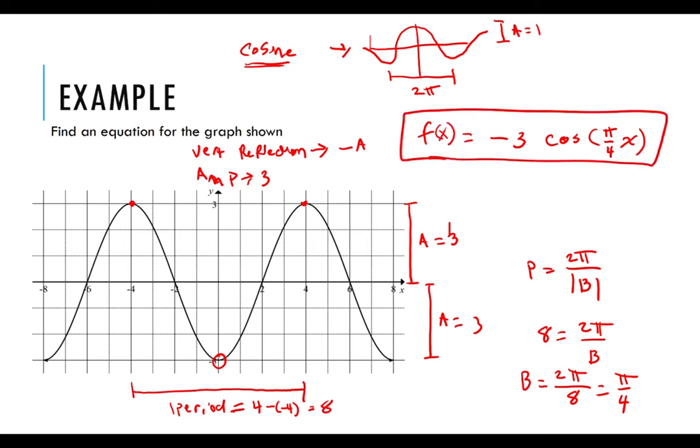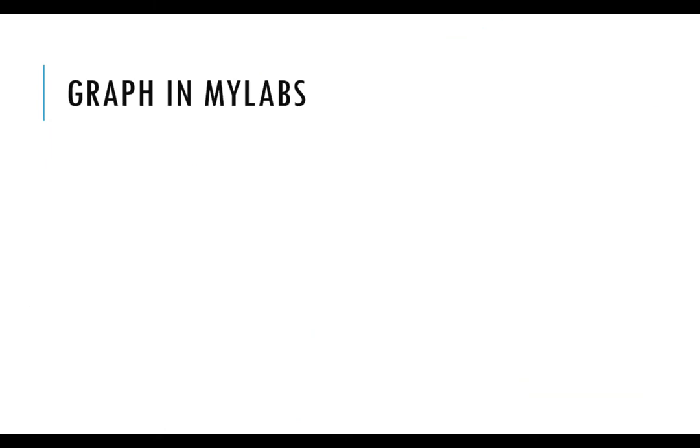This takes care of my vertical reflection, reflecting across the x-axis. My amplitude adjustment, which made it taller, and the amplitude is 3. And then my period adjustment, which gave my period to be 8, but the way we do that is with a value of b being pi fourths. Now, because you're going to have to work in MyLabs, let's actually graph some of those in MyLabs Plus so you can see what they look like.